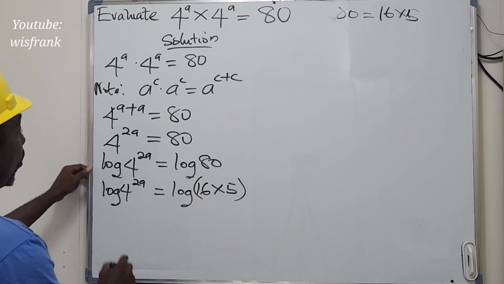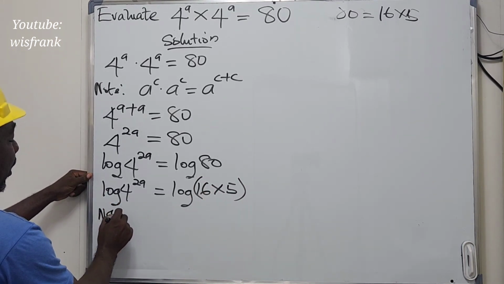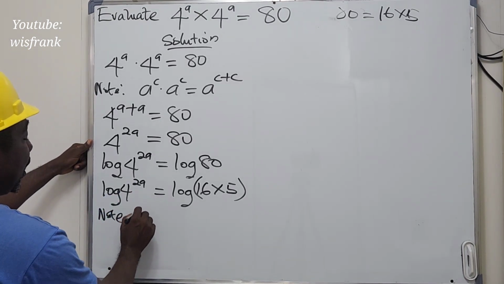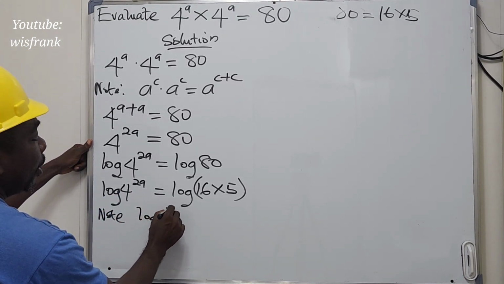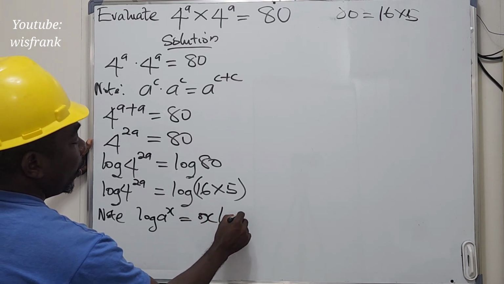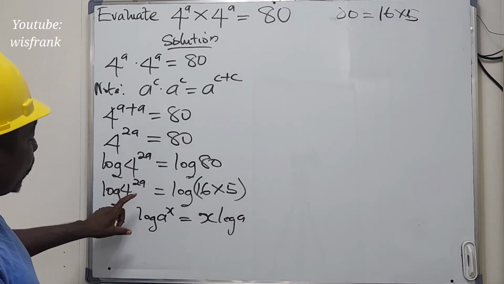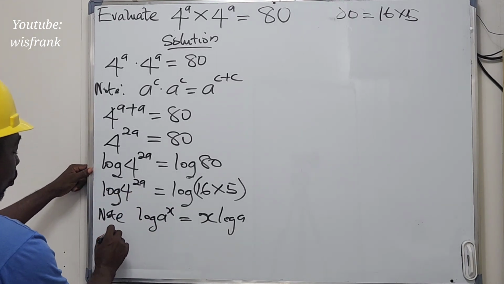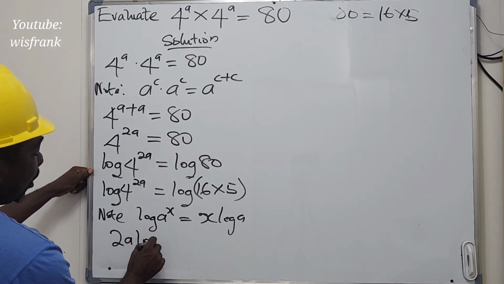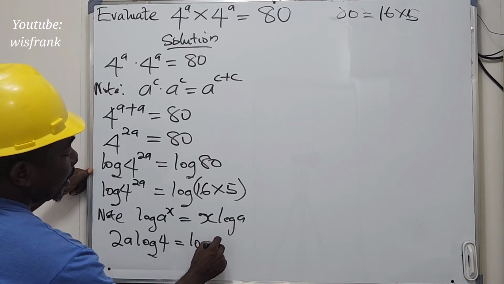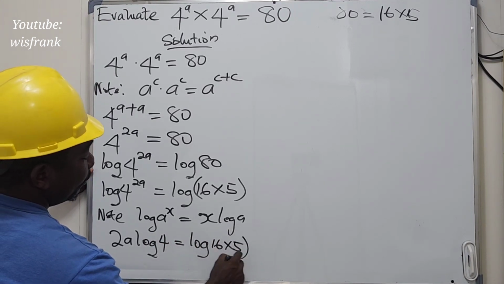Here we recall one of the laws of logarithm that says that when we have log a to the power of x, it is the same thing as x log a. So we are going to represent this in this format. This will give us 2a log 4 equals log 16 times 5.